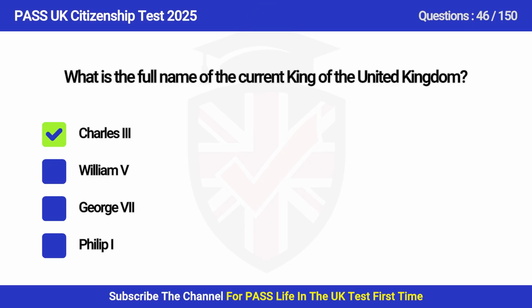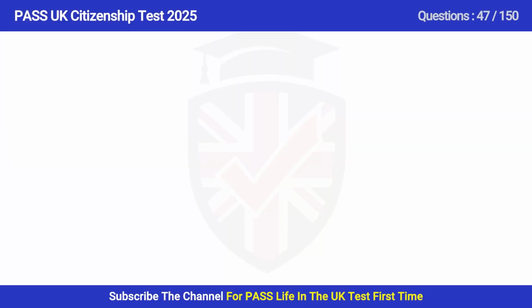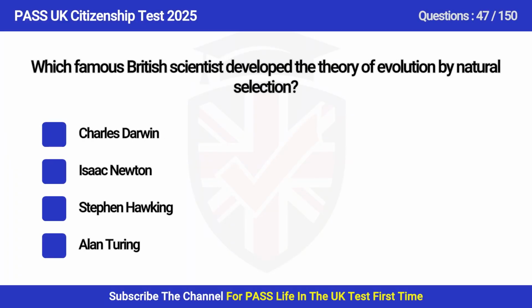Answer is A. Charles. King Charles ascended to the throne on 8 September 2022, following the death of his mother, Queen Elizabeth. Question 47. Which famous British scientist developed the theory of evolution by natural selection?